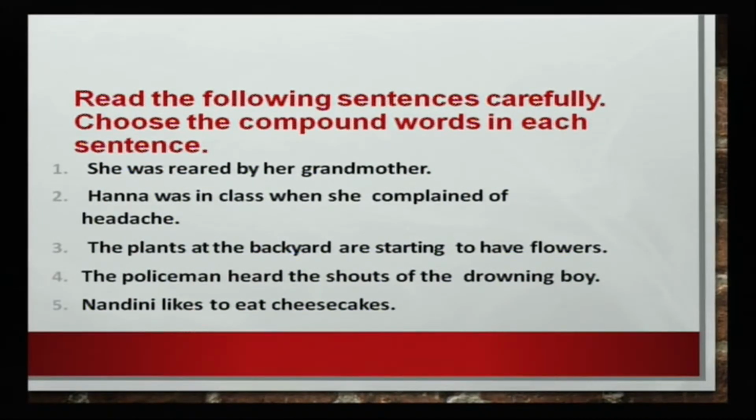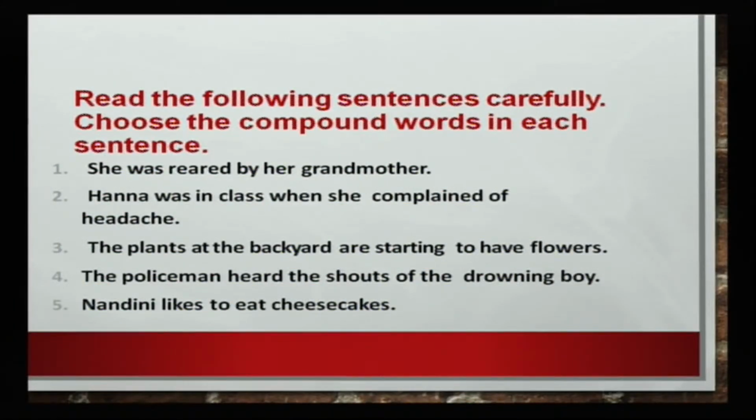And finally, I want you to read the following sentences carefully and choose the compound words in each sentence. So, students, I hope you have your paper and pen with you. This is your exercise. Read them carefully and write those compound words in your notebook. She was reared by her grandmother. This one is easy, right? The answer is grandmother. It is made up of the word grand and mother.